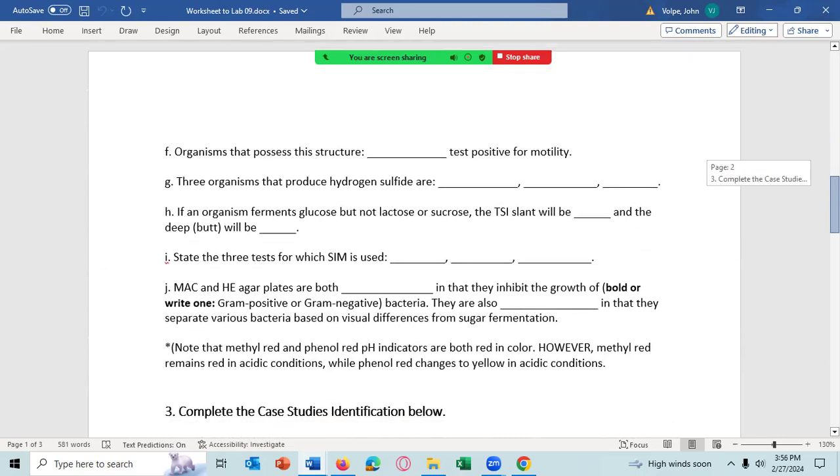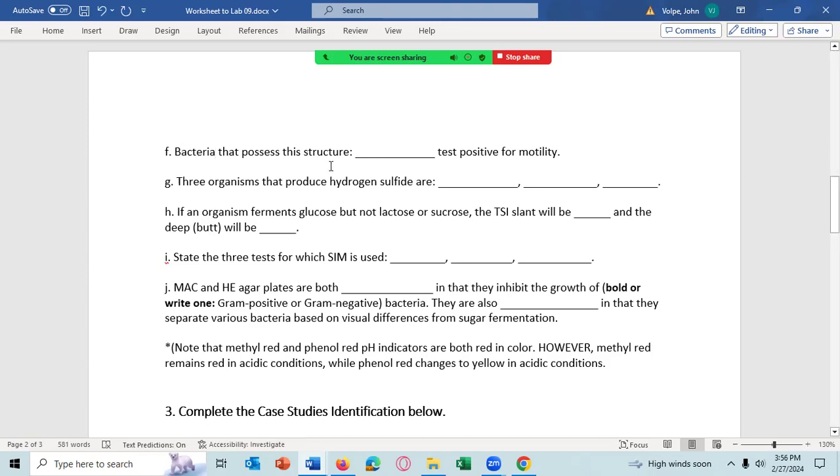2F, organisms possess this structure. So name the structure, and they test positive for motility. So what cell structure of bacteria? Oh, that should be bacteria, by the way. I'm going to change this here. It's going to be too late for your worksheet, but in the future, I'll get that.